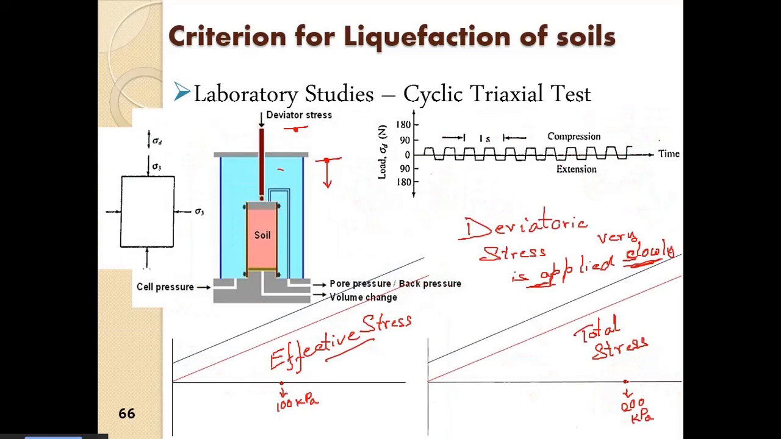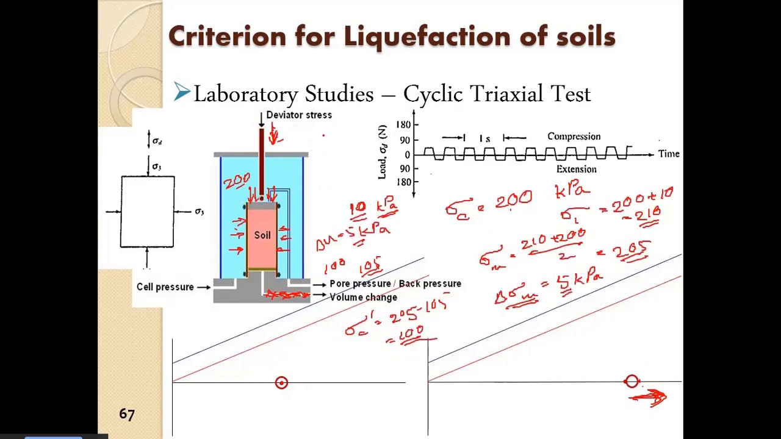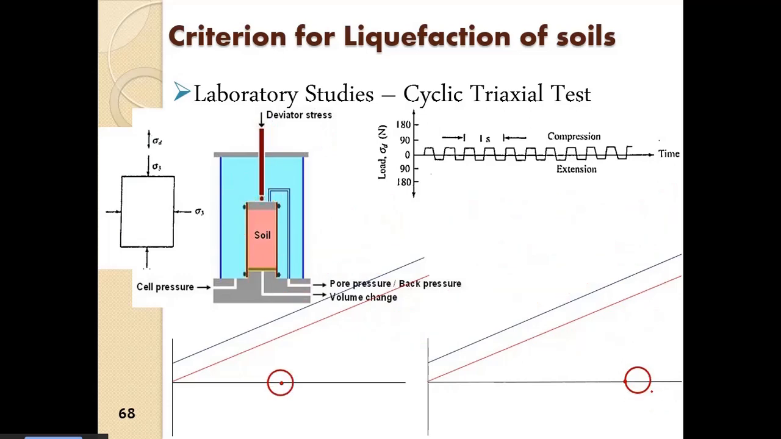So we have the initial total stress 200 kPa, 200 kPa, and pore water pressure 100 kPa. So we have the effective confinement at 100 kPa. Now as we go on increasing the deviator load, the total stress Mohr circle will develop towards the right. So here you see it will increase towards the right.